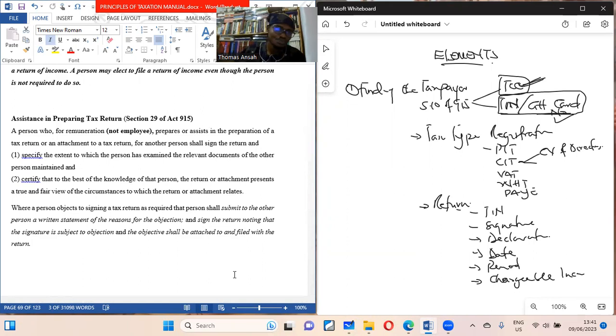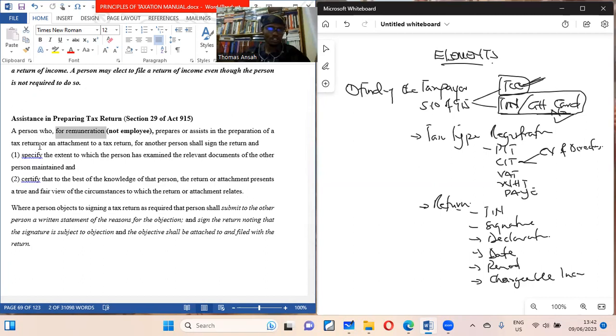A person who, for remuneration, and we are not talking about an employee, because I am a certified tax practitioner, and I work for somebody. So if I am doing it in the capacity of my employment for my normal monthly salary, that is not what the law is talking about. But if my company now sends me to go and seek somebody else outside the company, I mean, people that the company doesn't pay salary to, so they go and seek a consultant or something, that is what the law is referring to under Section 29.